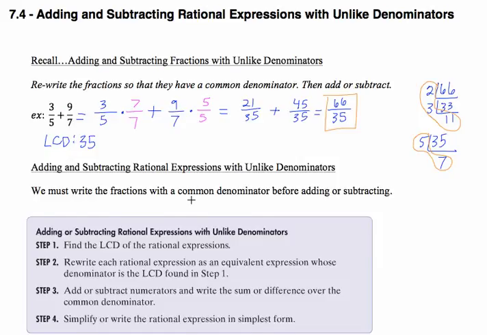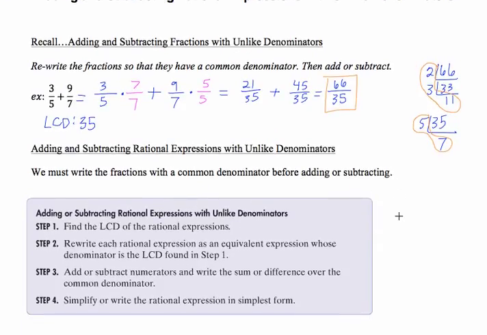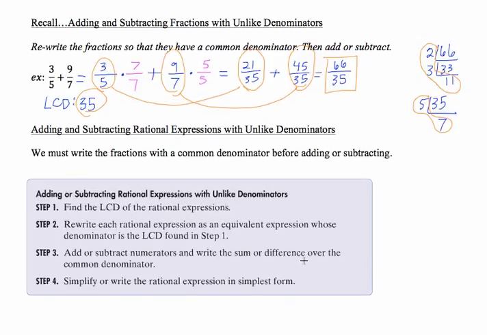Okay, so here are some steps broken down. This is from your book, but these are pretty good steps. First, find the lowest common denominator of the two rational expressions, like we did here. Then rewrite each rational expression as an equivalent expression whose denominator is the lowest common denominator found in step 1. So that's how we rewrote the first fraction. 3/5 we rewrote as 21 over 35. And then we rewrote 9 over 7 as 45 over 35 by multiplying by the fancy forms of 1. That's step 2. And then step 3, you actually add them. And step 4, simplify if possible.